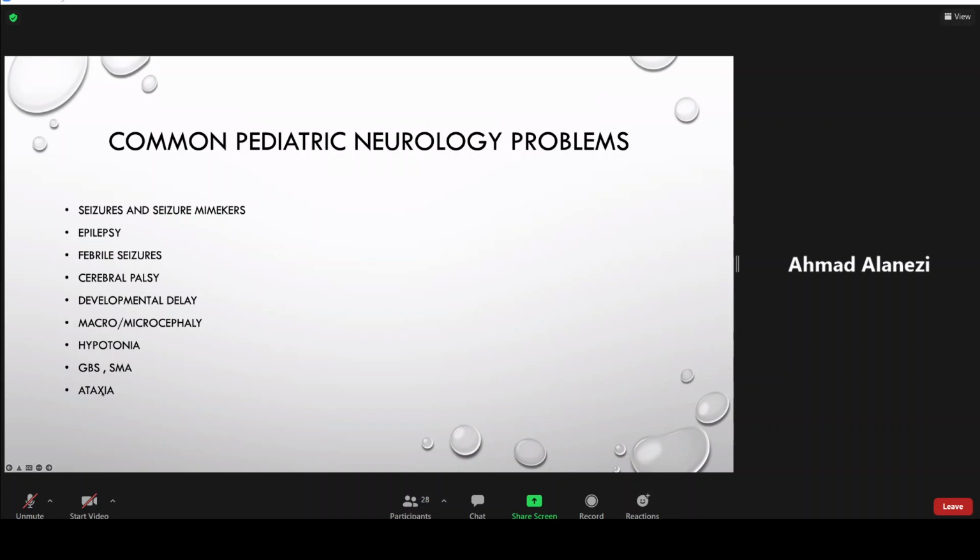Ataxia is another thing that could localize to many things. We see ataxia with children with cerebellar abnormalities, inflammatory or neoplastic. And also we see ataxia with children with peripheral vestibular ataxia. I don't want to bother you with so much neurological information, but those are quite common presentations that you need to know, how kids with pediatric neurology problems present.